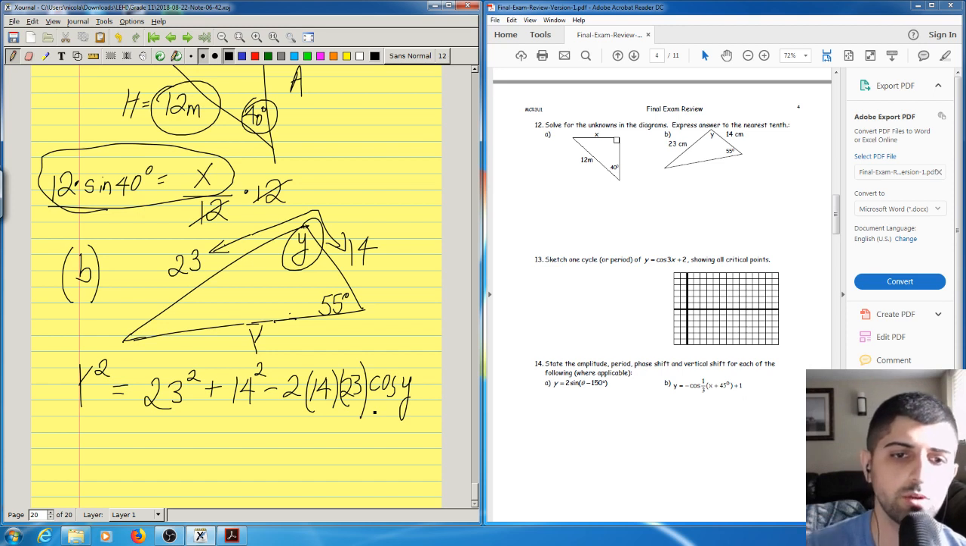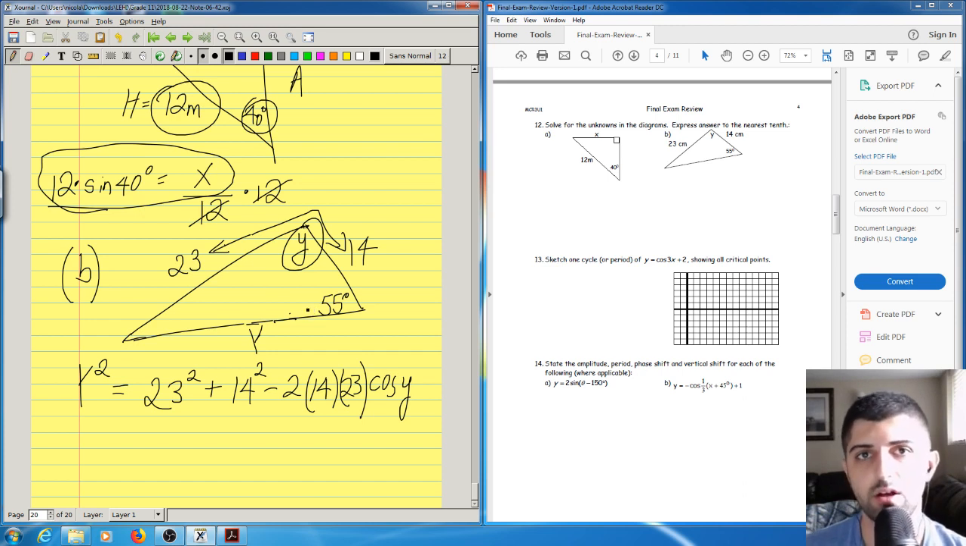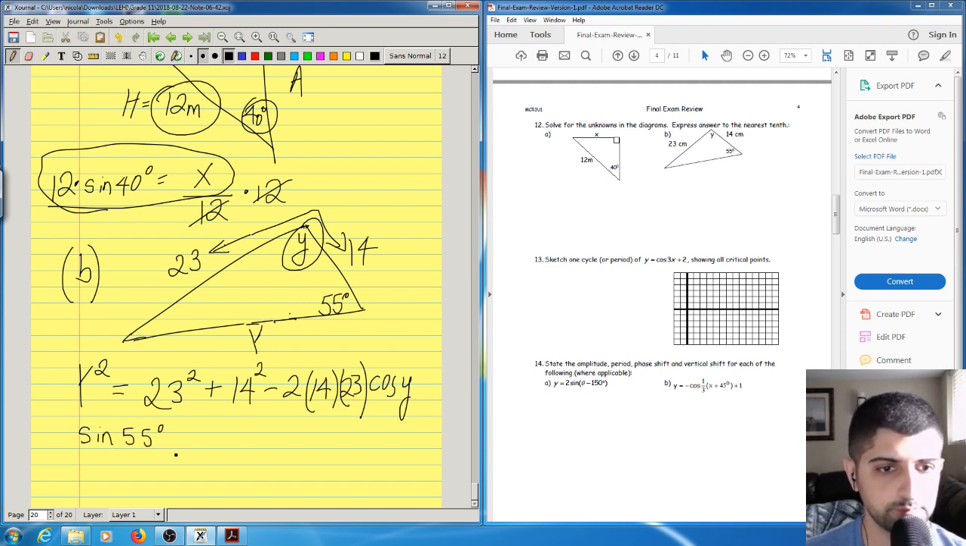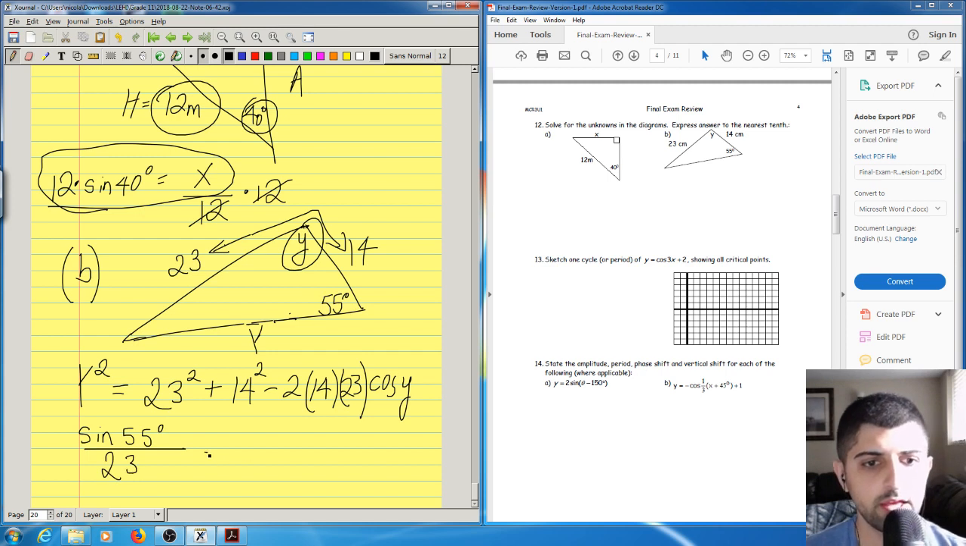I need two unknowns, two equations. How can I set up the second equation? Well, there's also sine law, right? So I can use sine law. So I can go sine 55 over, and this is how sine law works. You hit sine 55 divided by the opposing side length, 23, equals sine y over y.